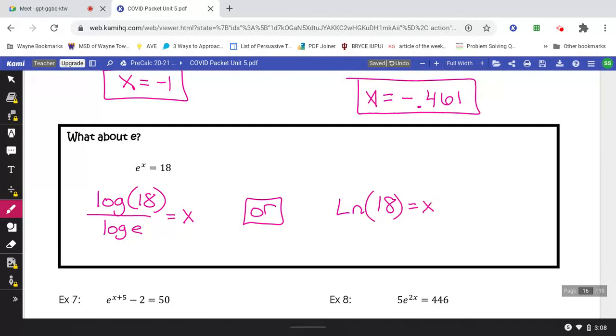Those two things mean the same exact thing. The ln button, again, is one of those shortcuts that mathematicians used. Instead of having to type in the log of e in the denominator, they just did ln of 18. So anytime you see this, you can instead write it as this. So let's just use our ln button. You'd hit ln 18 and hit enter to get your answer. 2.890.